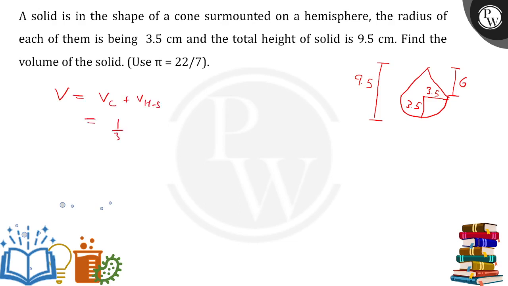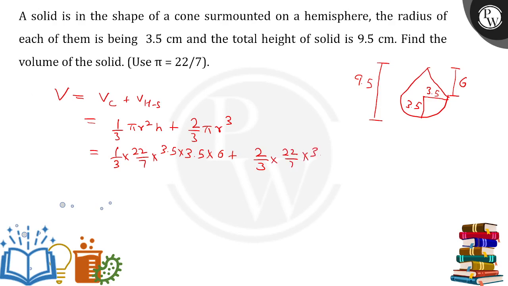Cone volume is 1 upon 3 pi r square h, and the volume of hemisphere is 2 upon 3 pi r cube. We have all the values, we just need to put in the values. They have given pi value to be 22 by 7. So let me put in the values. 1 by 3 into 22 by 7, r square, r being 3.5, 3.5 into 3.5, multiplied by h being 6, plus 2 by 3 into pi, that is 22 by 7, into r cube, that is 3.5 into 3.5 into 3.5.